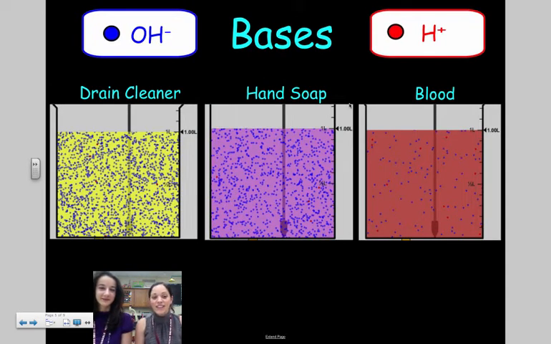In contrast, these three solutions are bases. You may notice that they have mostly blue dots, which represent hydroxide ions. As you can see on the top left of your screen, the blue dots are hydroxide ions. So these are called bases, whereas our last slide had mostly red dots, and they were acids.